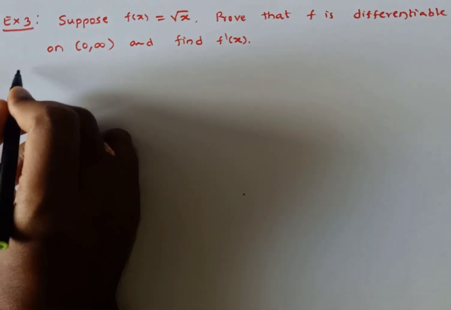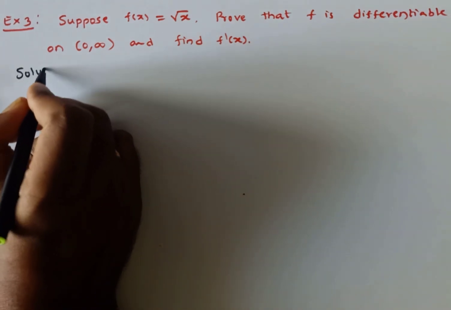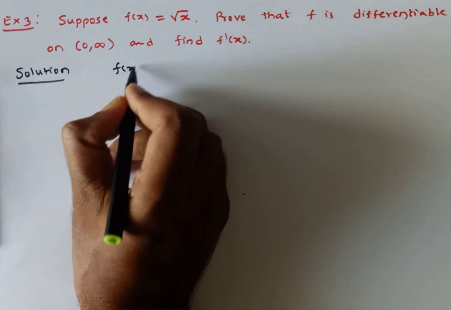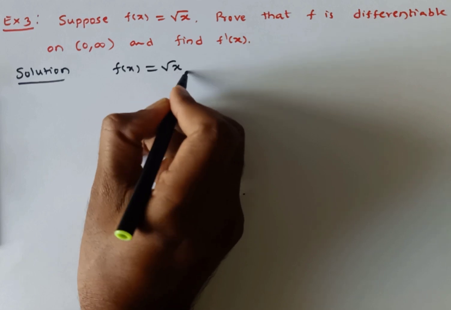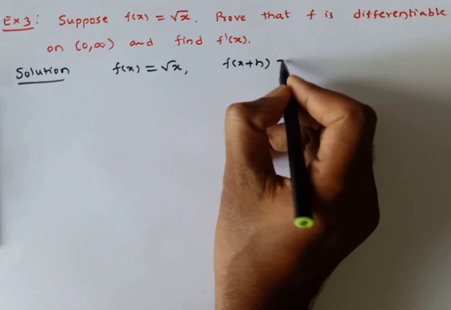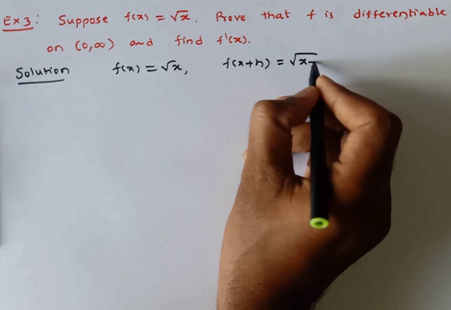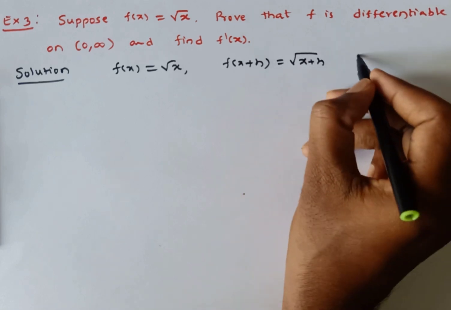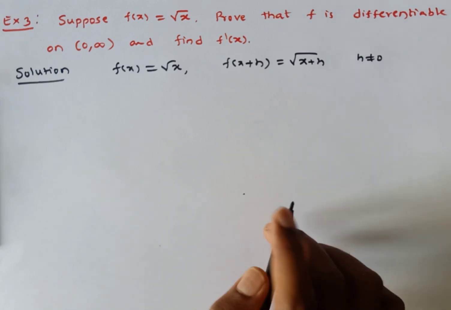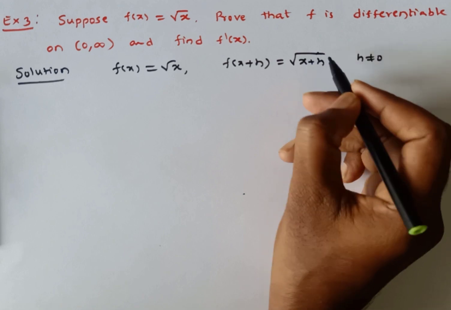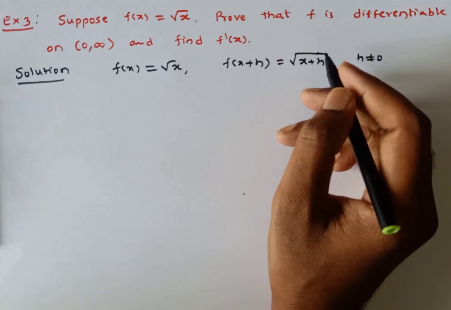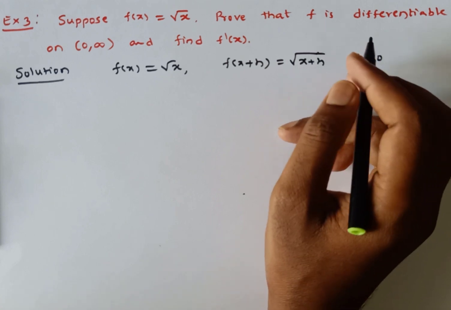Okay, now here what is given? f of x equals root x. So by using this, we can write f of x plus h also. f of x plus h is root of x plus h, where h is not equal to 0 and mod h is less than x only. The value of h should be less than mod x, so h lies between minus x to plus x.